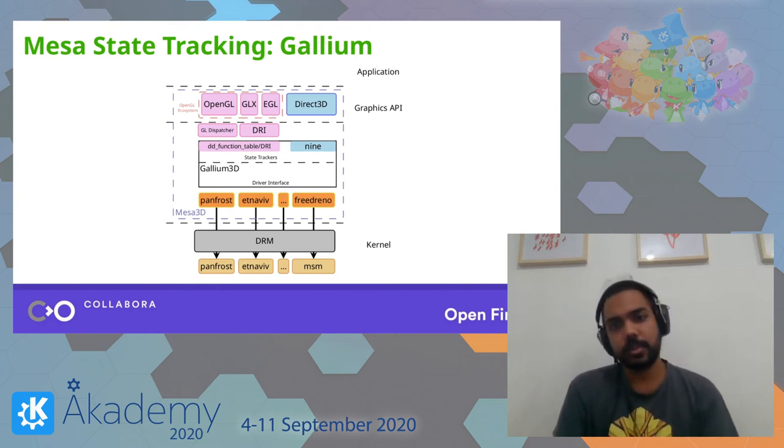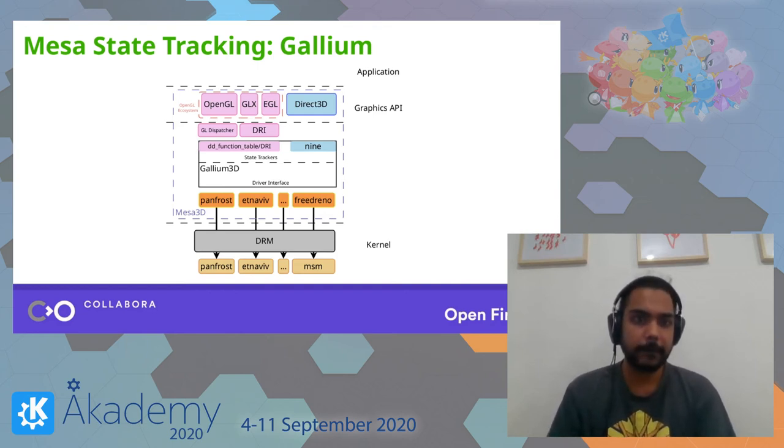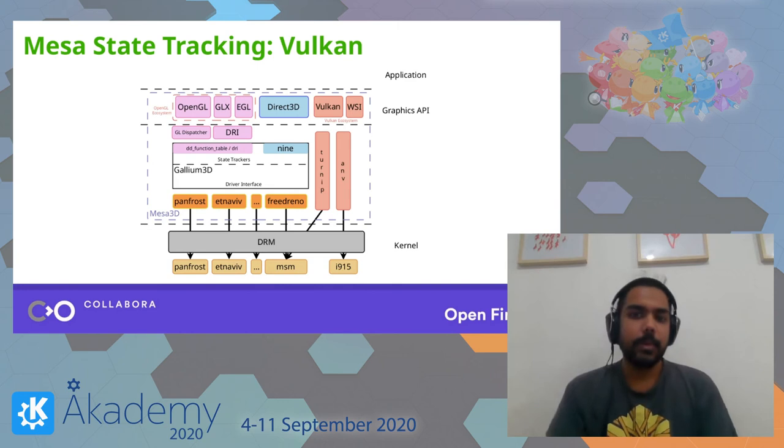The user space drivers, as well as the Gallium framework, as well as the OpenGL implementation, are all part of Mesa 3D. And everything else is part of the kernel. So those are the only two moving parts that you have to keep in mind when it comes to the source code. So that was the OpenGL story.